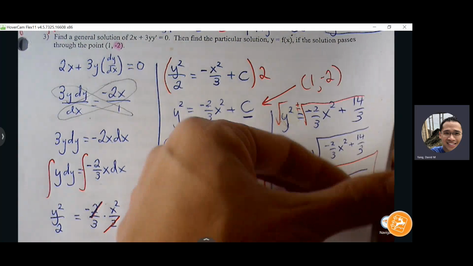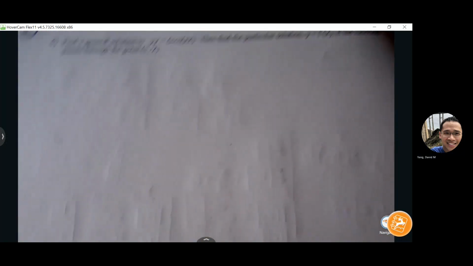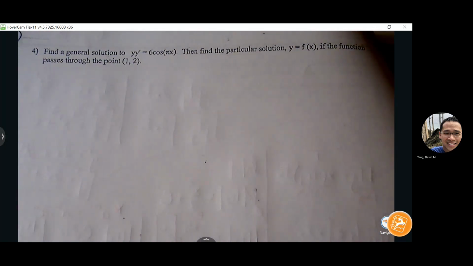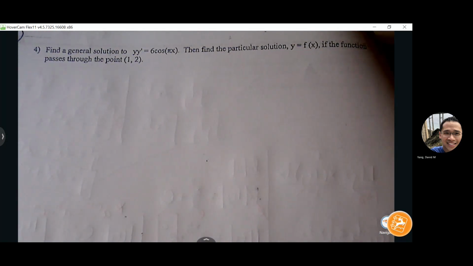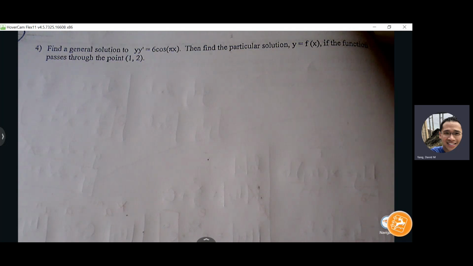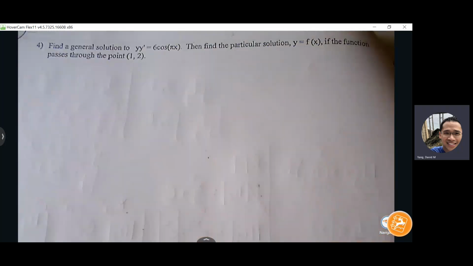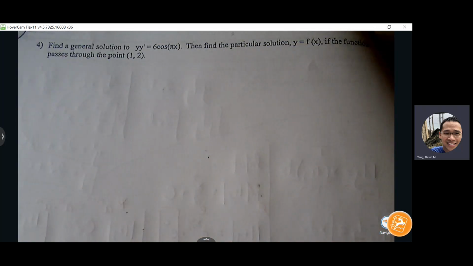All right, so we'll walk through the steps slowly for number 4 and number 5 here on page 2. It says find a general solution to y prime equals 6 cosine of pi x. Then find the particular solution if the function passes through the ordered pair (1, 2). So we're going to ignore that second sentence for now. We're going to get to the general solution first before the ordered pair can apply to our steps.